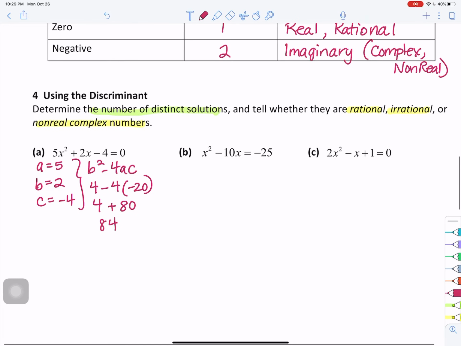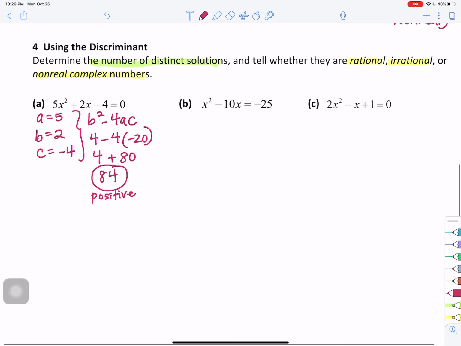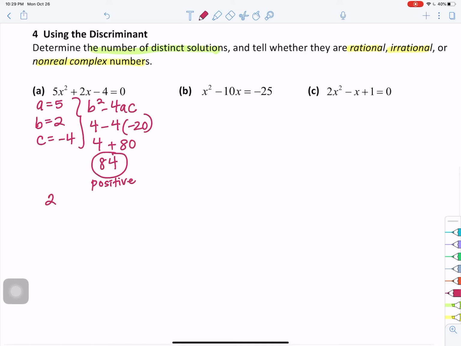Now, 84 is not a perfect square, but it is positive. So we have, it's positive, so we have two real solutions. And they are irrational.